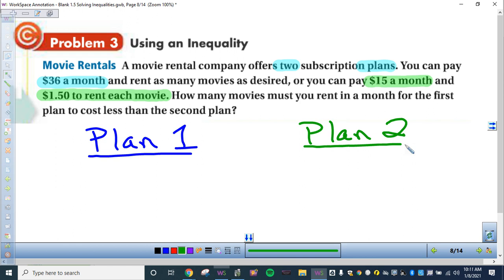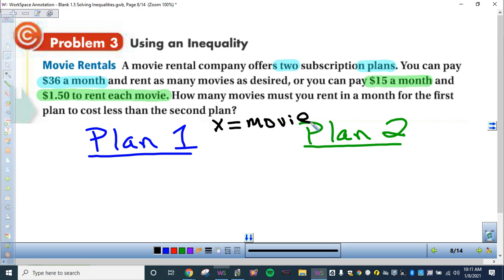So we need to identify the variable. When I did this problem last period, I screwed up, and I said the variable was month. The variable is not month. The variable is movies. So x equals movies is the variable. So you've done the first 3 steps of the story problem method. Step 1, read, don't write. Step 2, read and highlight. Step 3, identify the variable.